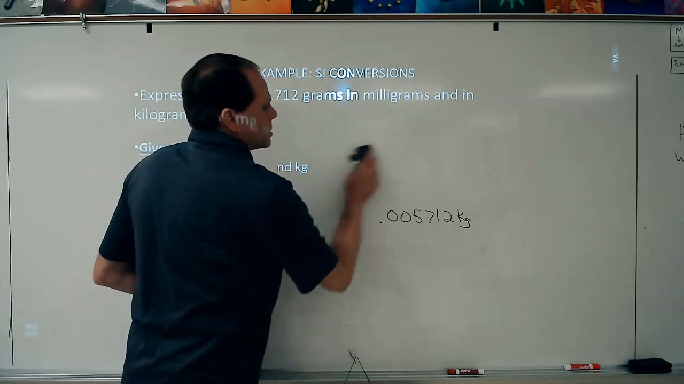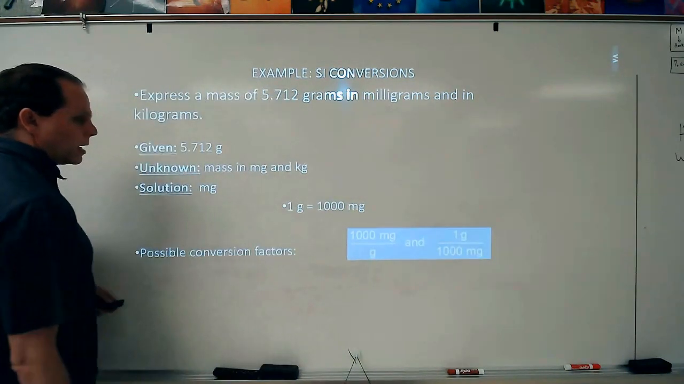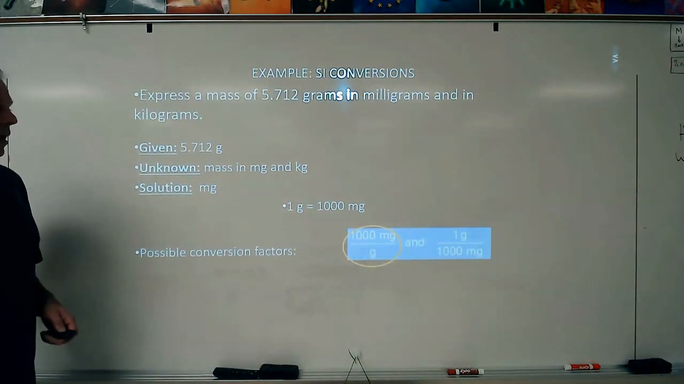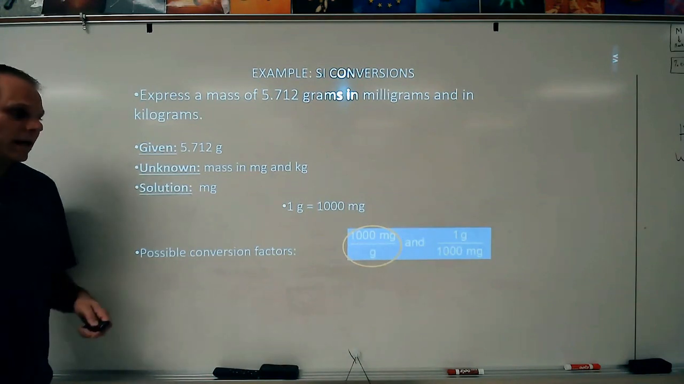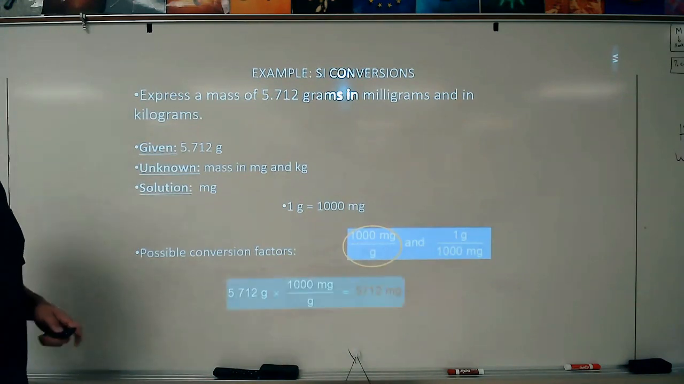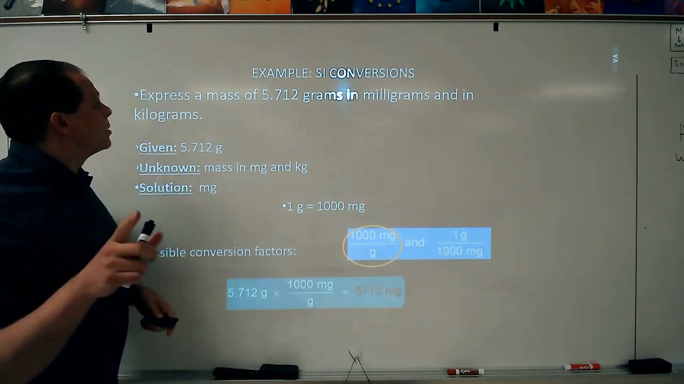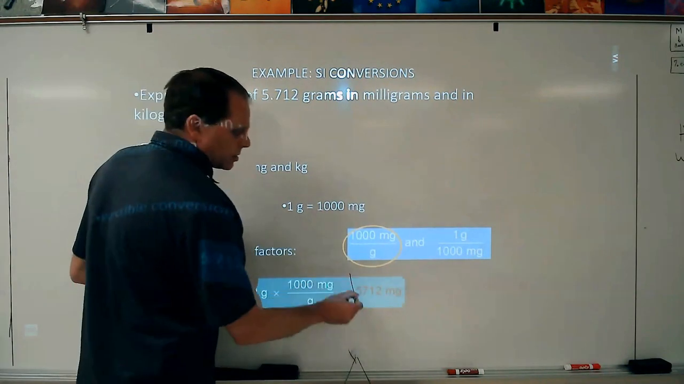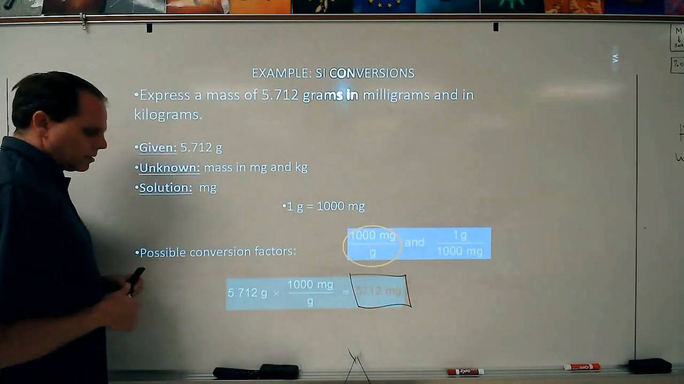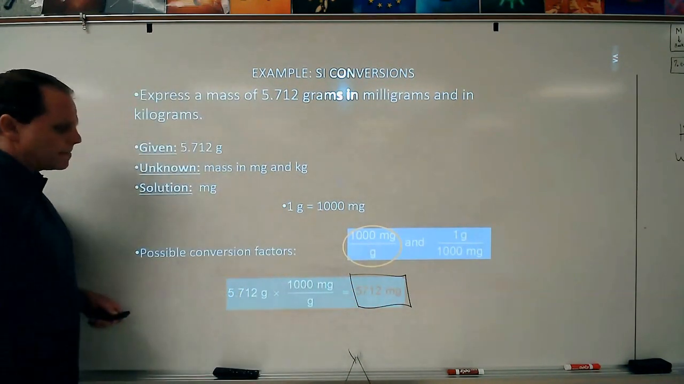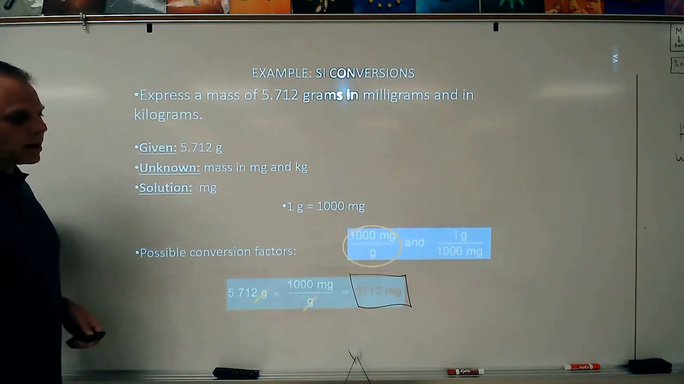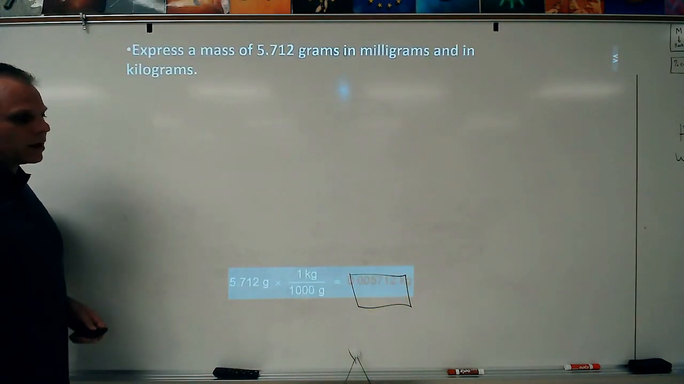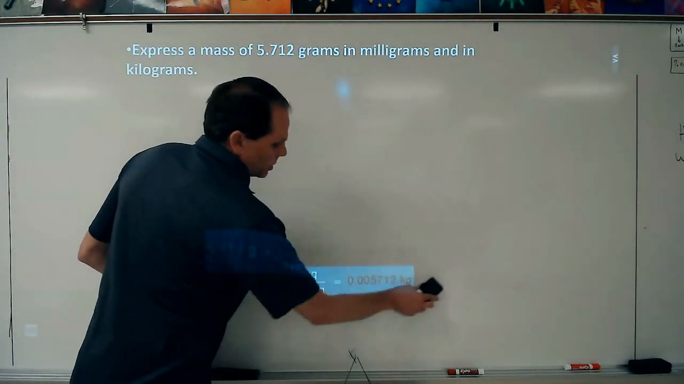And again, this is just kind of showing you what it looks like. And remember, we would box our final answer, and I didn't do that when I was showing that to you. That would be one extra step I should have shown you, is that we would take that and have a final answer that should be boxed. So don't forget to box those final answers, okay? So 5,712 milligrams, and if we did it the other way, 0.005712 kilograms.